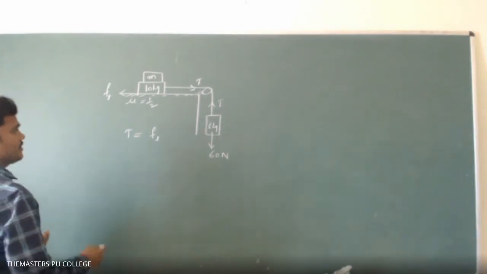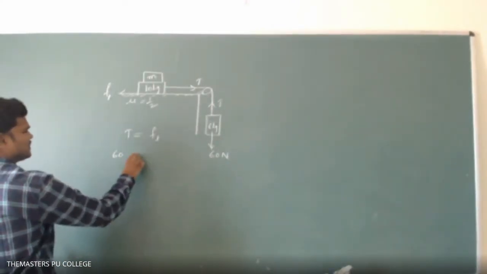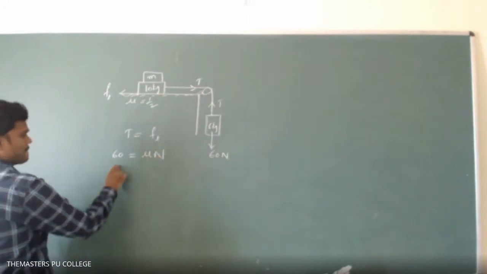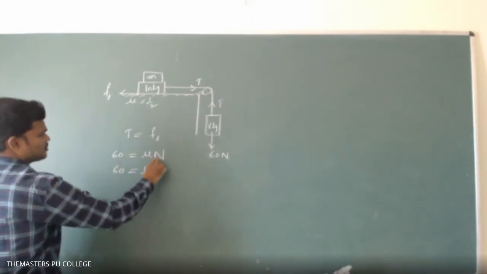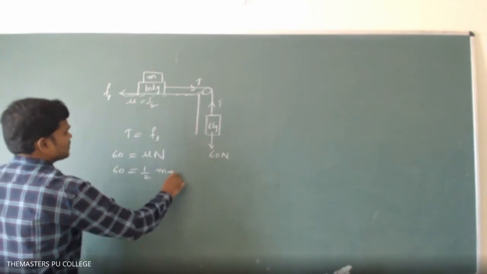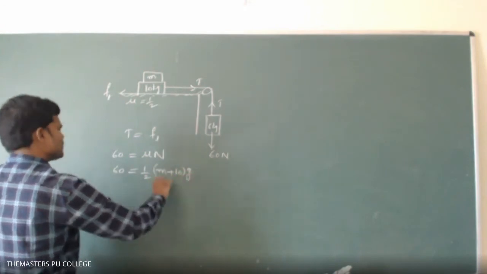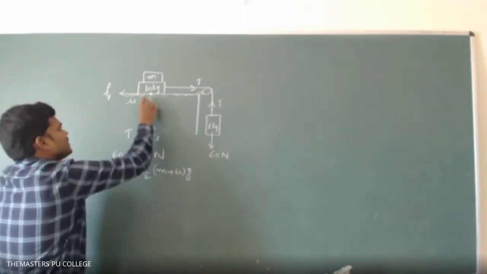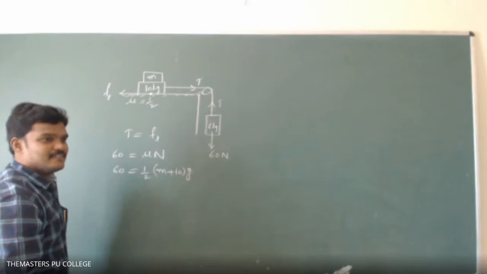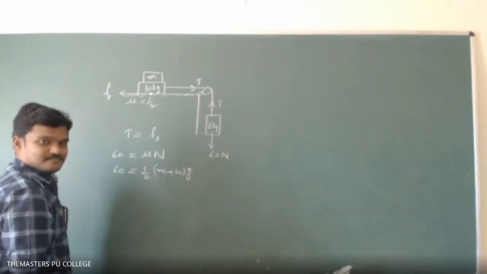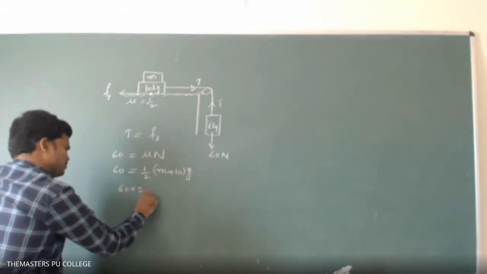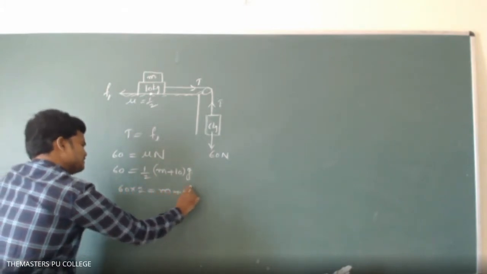So, when it's ready to move, T is balanced by the limiting friction. What is this? 60 equals FL, which is mu N. What is mu? 1 by 2. This N is nothing but mg, that is, m plus 10 into g. Is it okay? And here, what is N? Above, how many masses are there? m and 10. Target is to find out m. So, 60 equals 1 by 2 into (m plus 10) into 10.